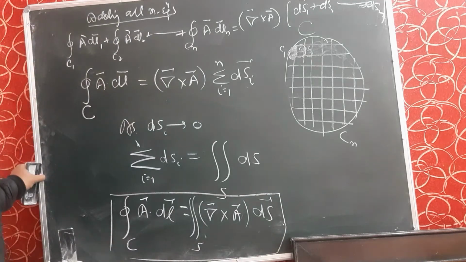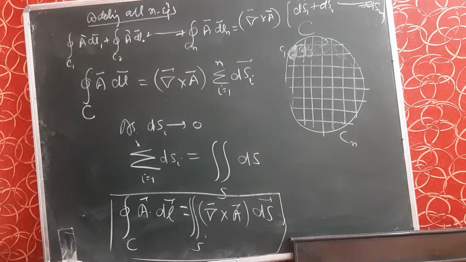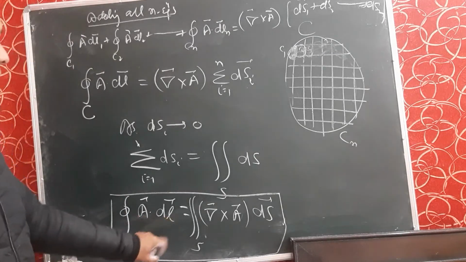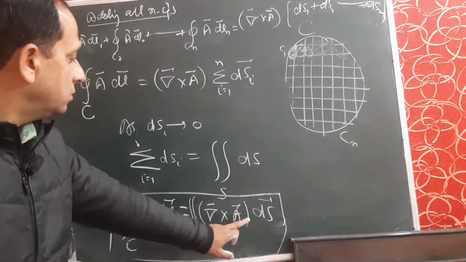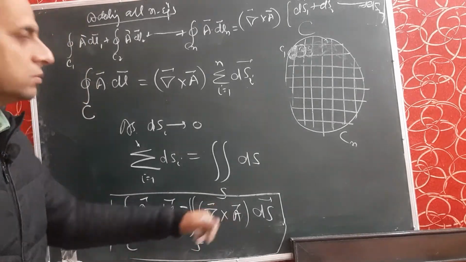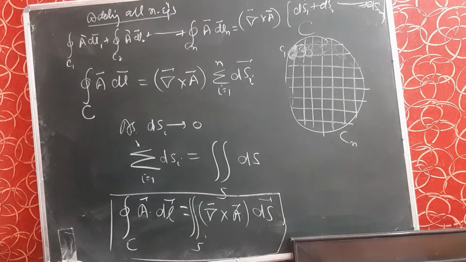Actually, this theorem is already proved, but it is the generalized form of the physical meaning of curl of A. So A dot dl for closed loop C is equal to del cross A, the del cross A means curl of that vector, into ds. So this is Stokes theorem, or it is the generalized form of the physical meaning of curl of A vector.